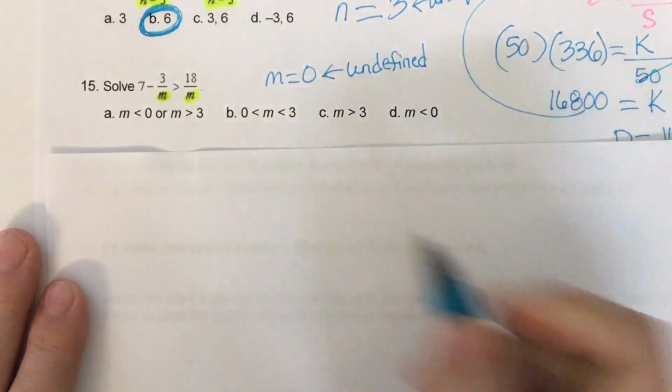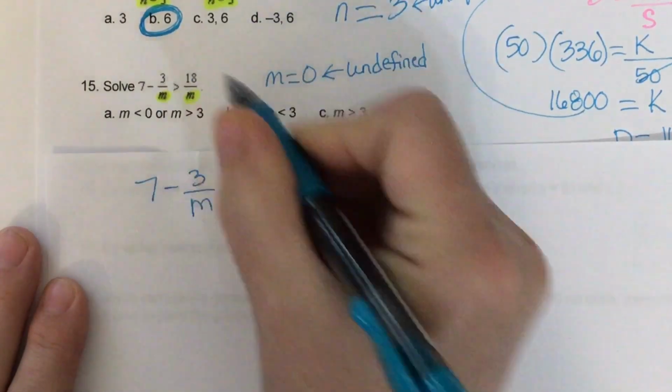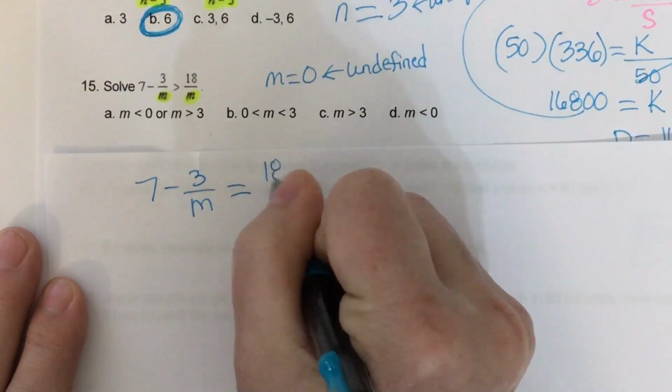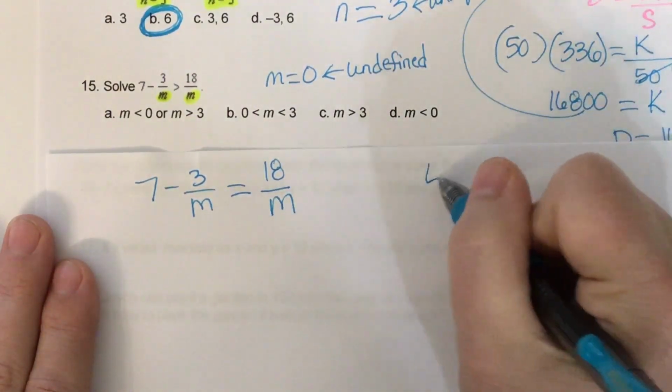Okay, so now I'm going to solve this equation. Instead of using the greater than, I'm using an equals. I need to figure out my least common denominator. Do you know who it would be?